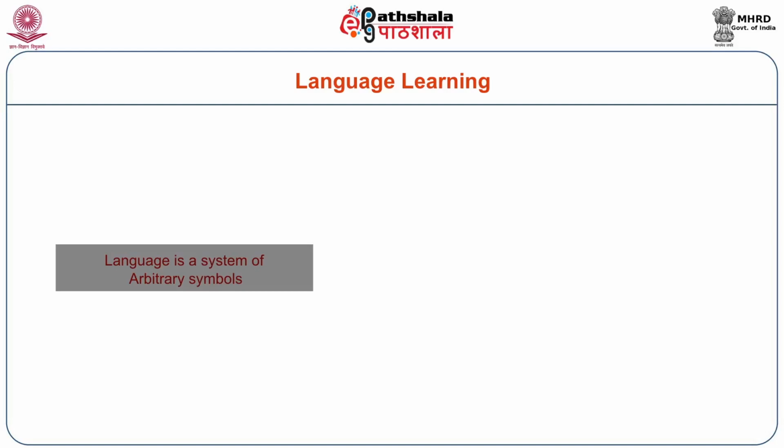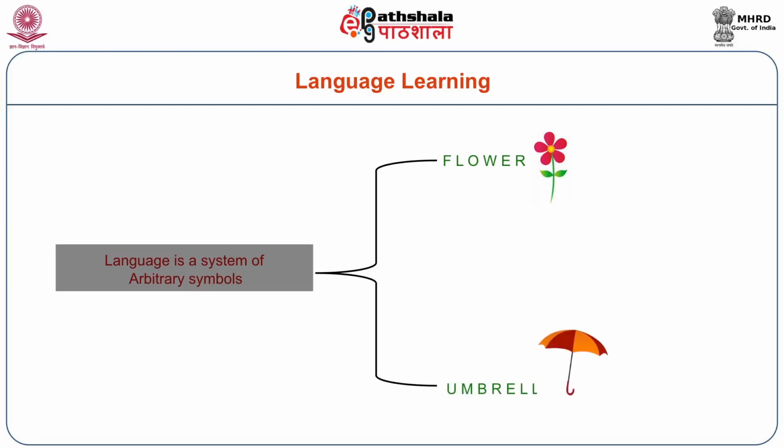We all know that language is a system of arbitrary symbols. If flower is there, then we must have an image, then only we can understand what the flower is. Only by saying flower, nobody can understand if he or she has not seen the flower with his or her own eyes. In the same way, when we say umbrella, umbrella is an object that has a definite shape. Unless we can show the umbrella through an image or practically, it is not easy for the learner to understand the concept of umbrella.